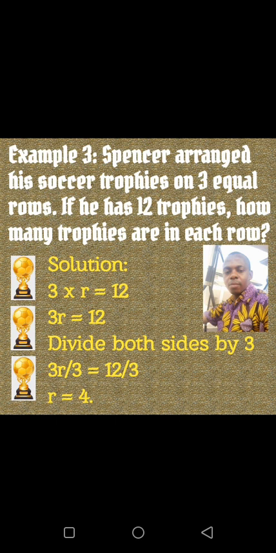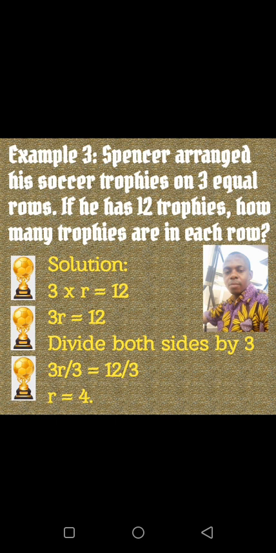So what is multiplying our r is 3. That's 3 times. Now, the opposite of times is division. So we say divide both sides by 3. So 3r divided by 3 equals 12 divided by 3. So 3 will cancel out 3. We'll be left with r. Then how many times can 3 go in 12? That's 4 times. So r equals 4.